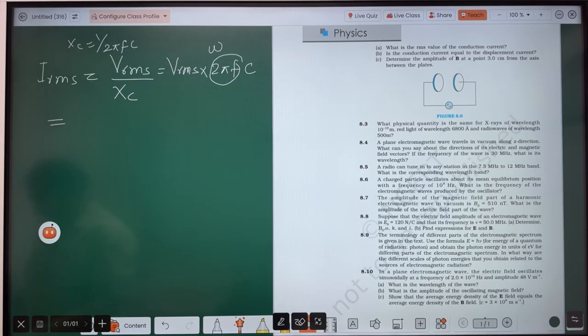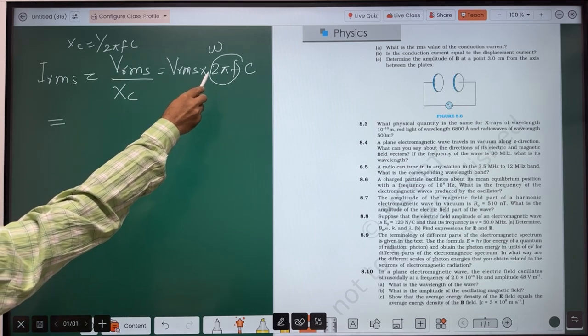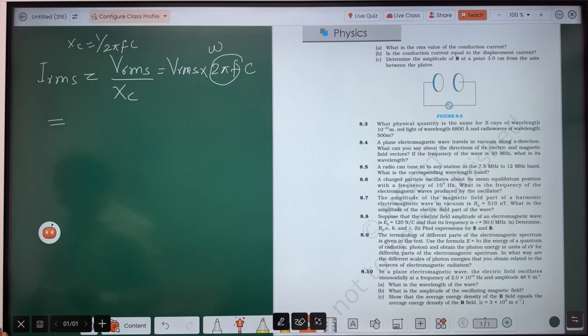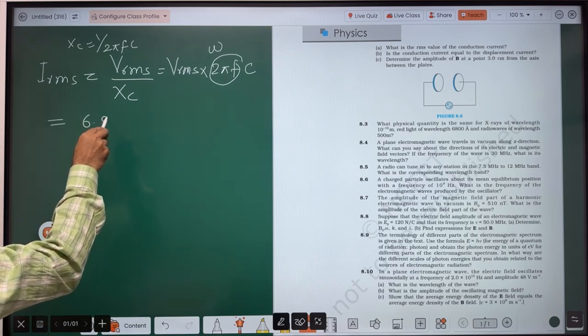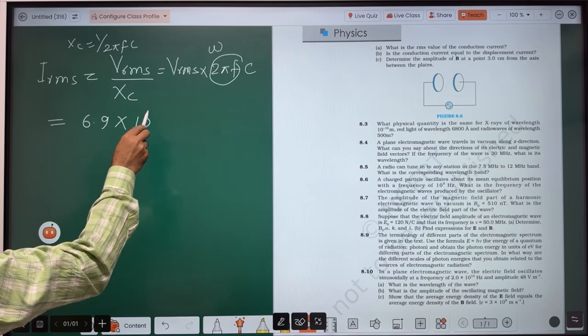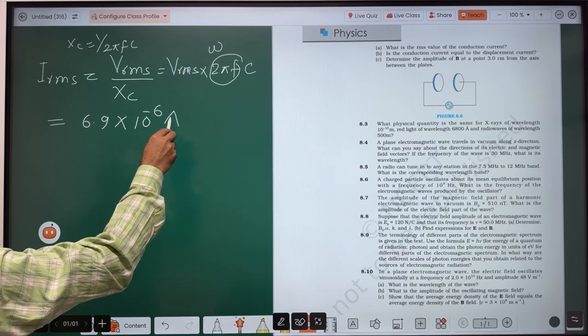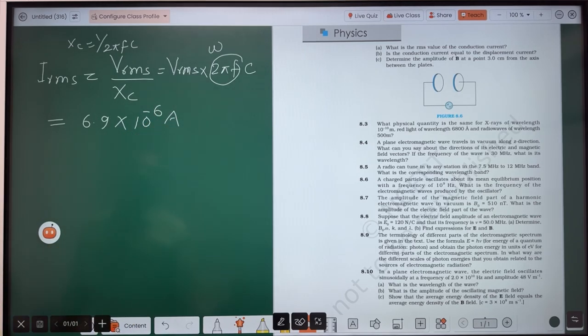So we can put the values. All values you can place here. After that you will get 6.9 into 10 to the power minus 6 ampere, or you can say 6.9 micro ampere. Is there any problem in placing the value? I don't think so, because it is simple.